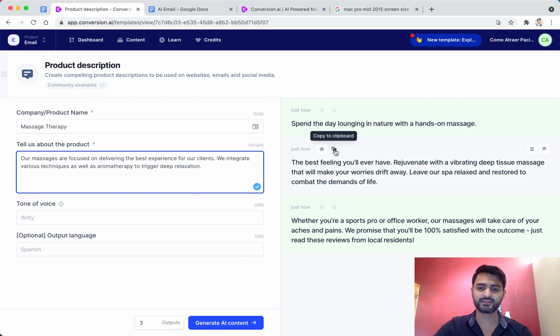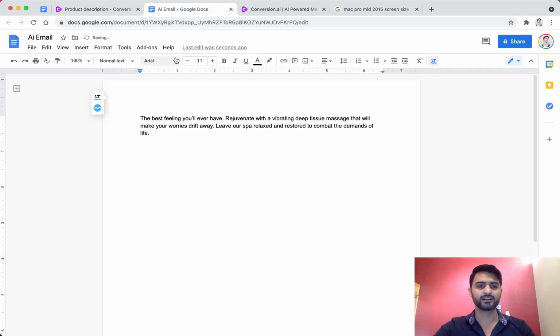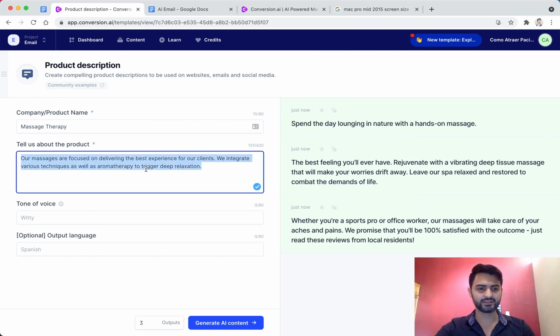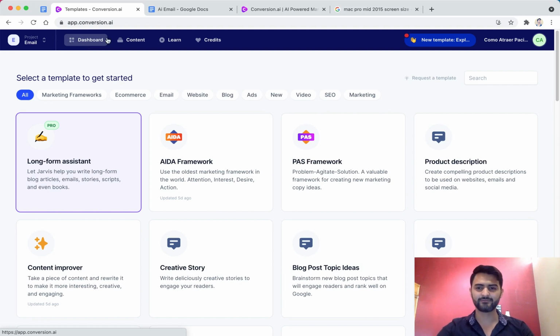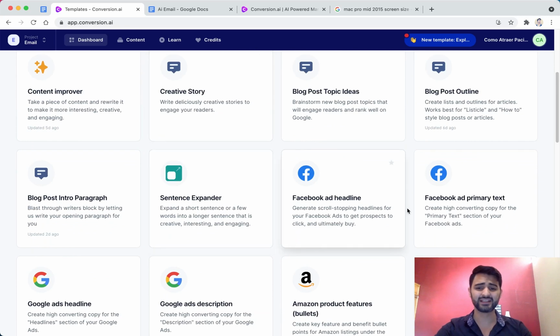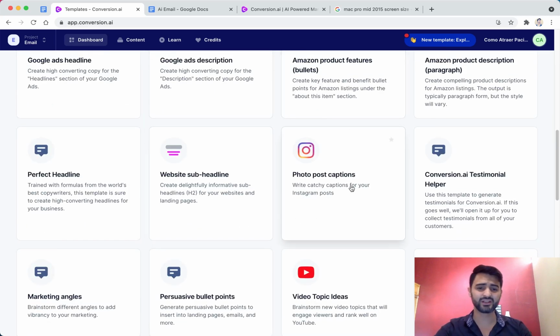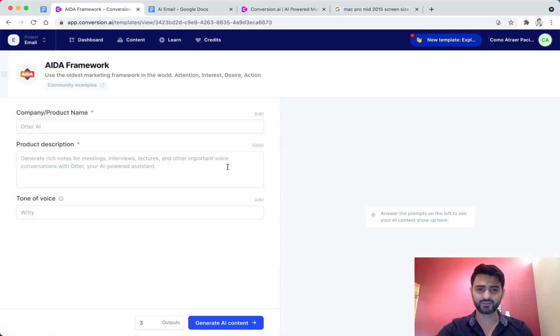So what I'm going to do is copy this text and paste it into a Google Doc. That's it. And I'm gonna take this description again, and I'm going to paste it into different tools that they have. The tool that I was using right now that I showed you was product description. They have all kinds of tools. Right now I'm going to go into PAS framework and AIDA framework, but they have creative stories, Facebook headlines, Google descriptions, Amazon products. They have a lot of things. For now, let's get back to the subject. Let's use the marketing framework, AIDA.